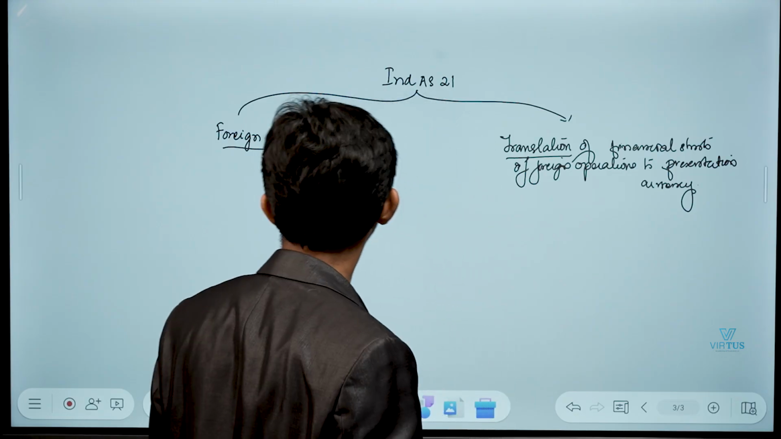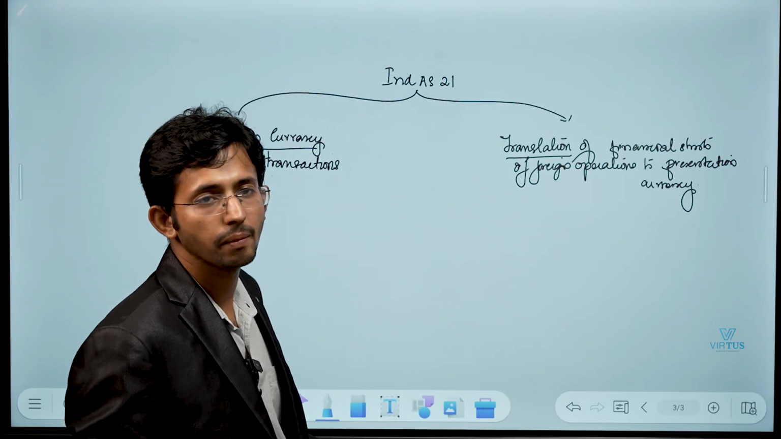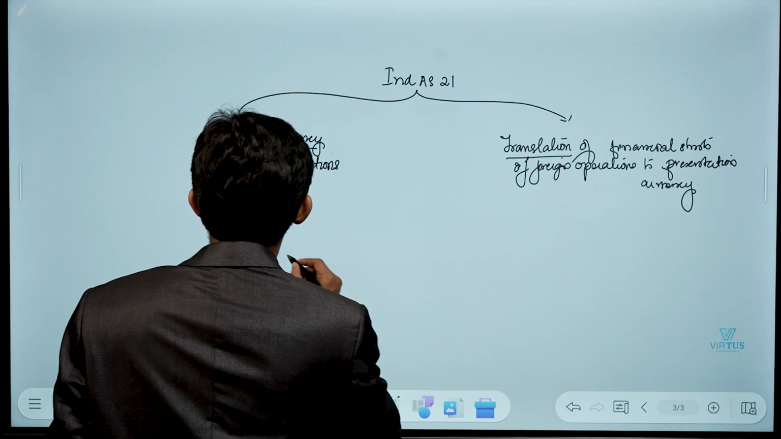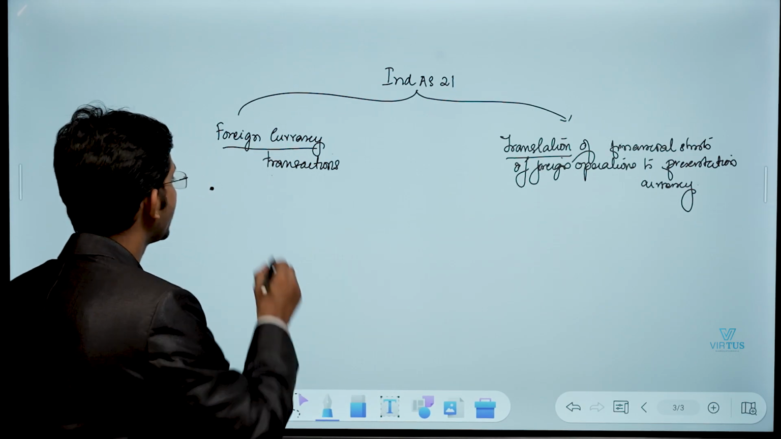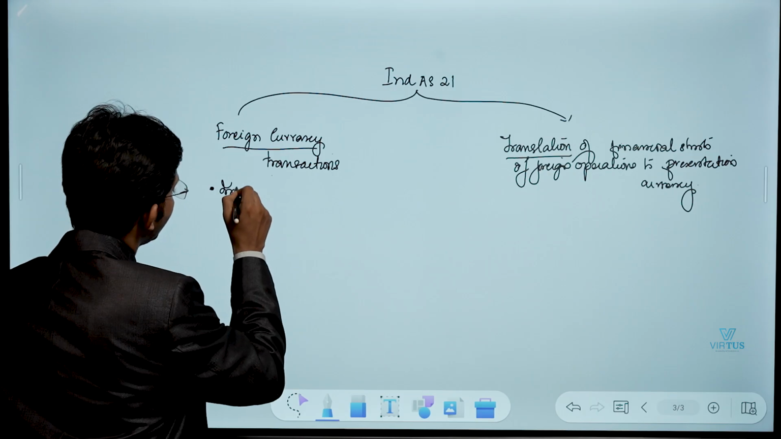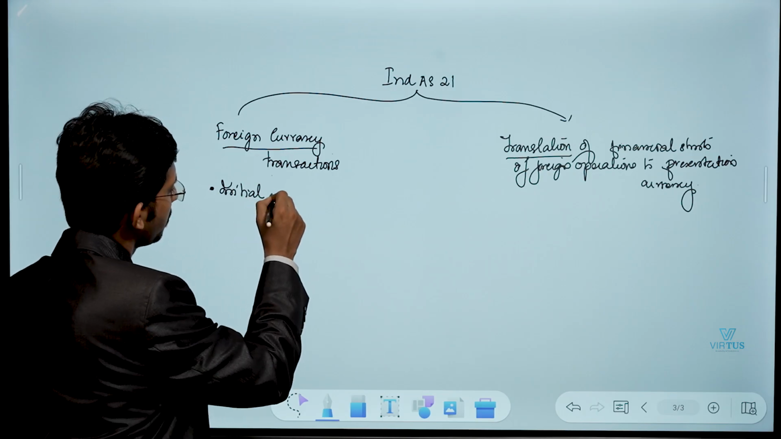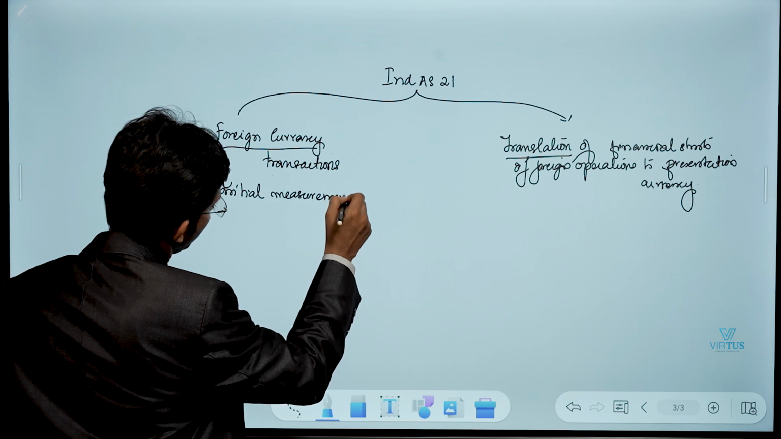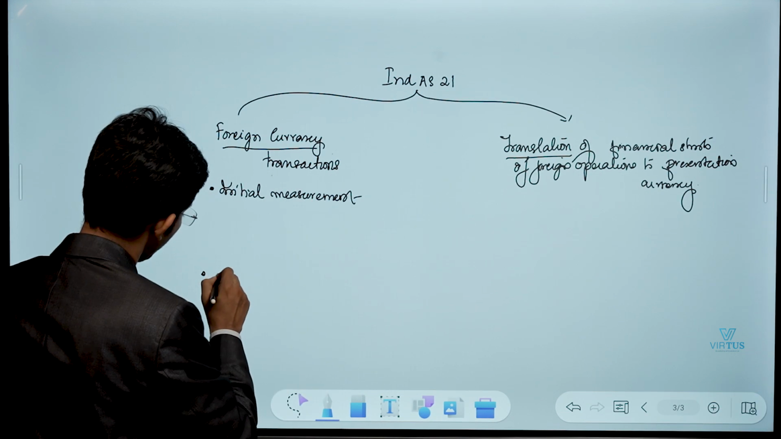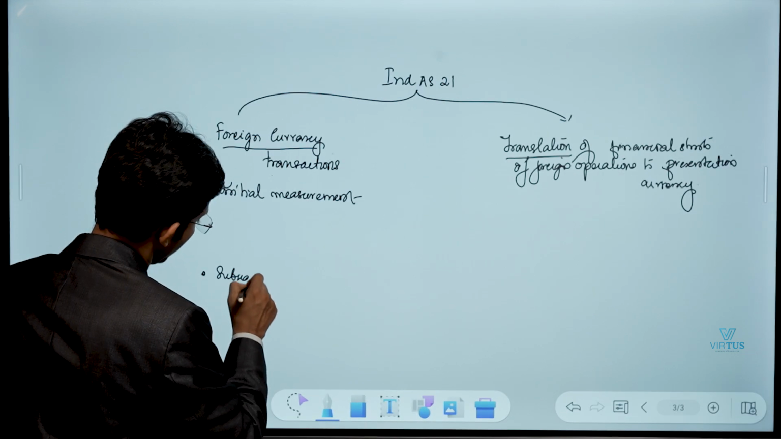Okay, so let's see what are the principles over here. Whenever there is a foreign currency transaction, you will have to look at two things. One is initial measurement and subsequent measurement.